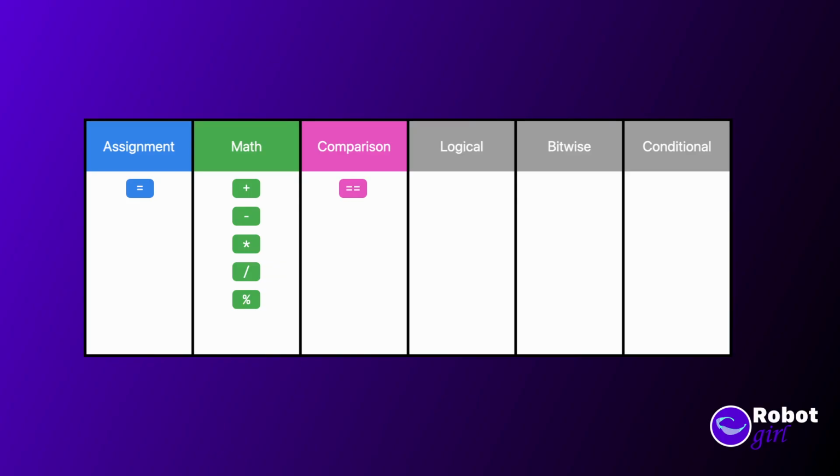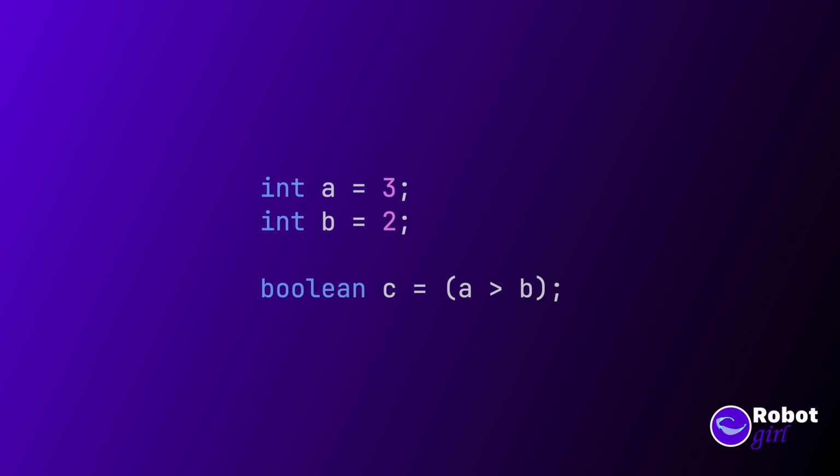In addition to equals, the other comparisons are not equals, greater than, less than, greater than or equal to, and less than or equal to. These work pretty much like how it's taught in school. They take two numbers, compare them, and return true or false.